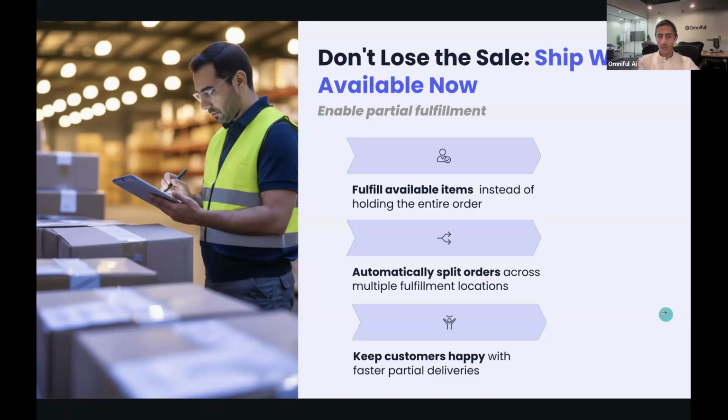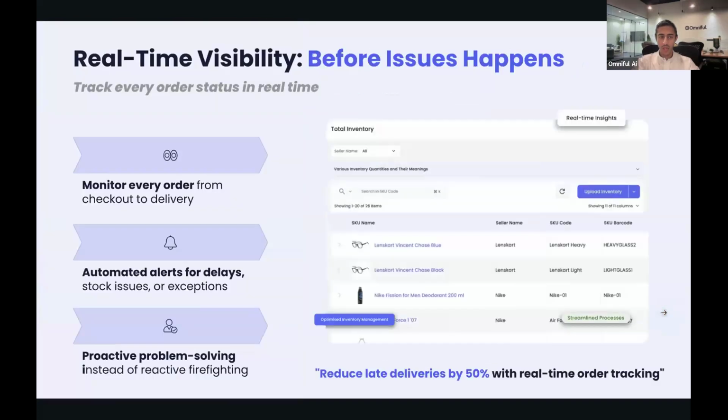Amazing. Let's go to the last pillar of mastering order management: being able to track every order status in real time. So, to have this level of visibility, how important is it and how effective is it for my operations? Please, Mr. Musab, go through it with me.